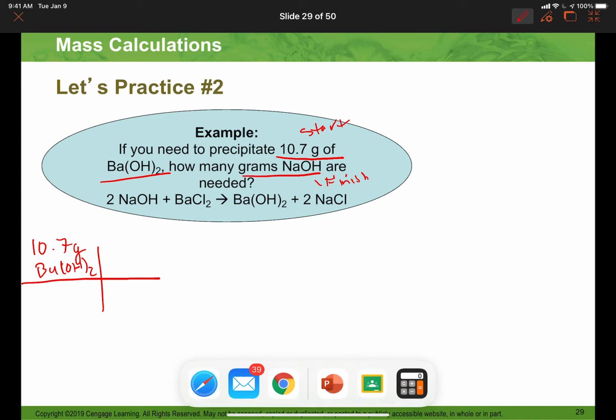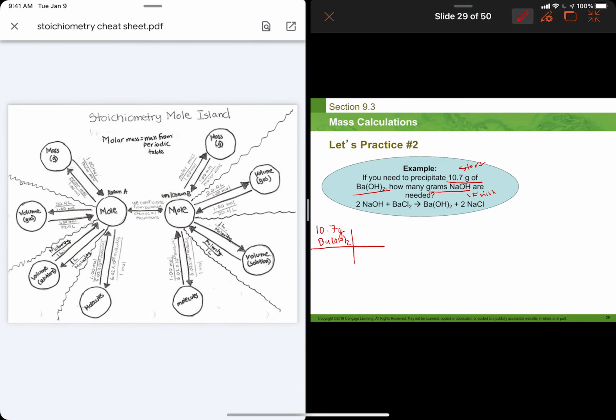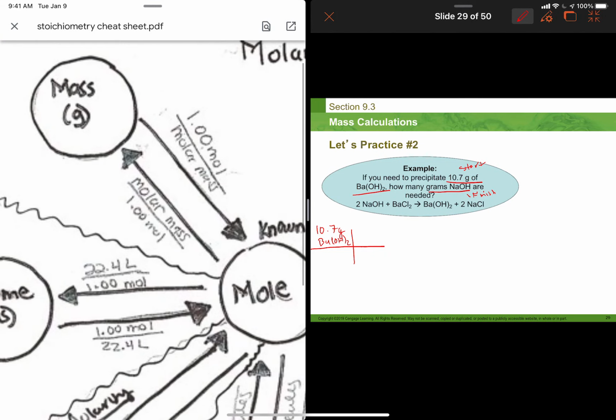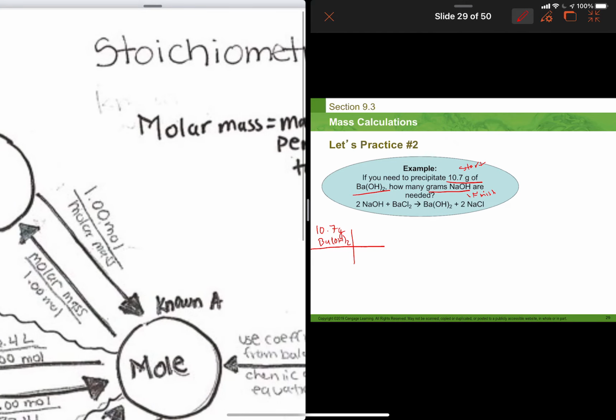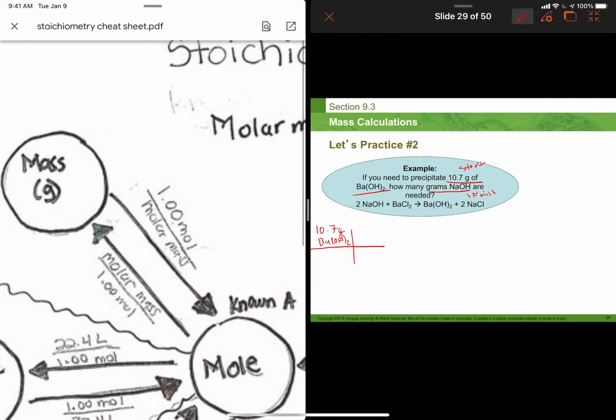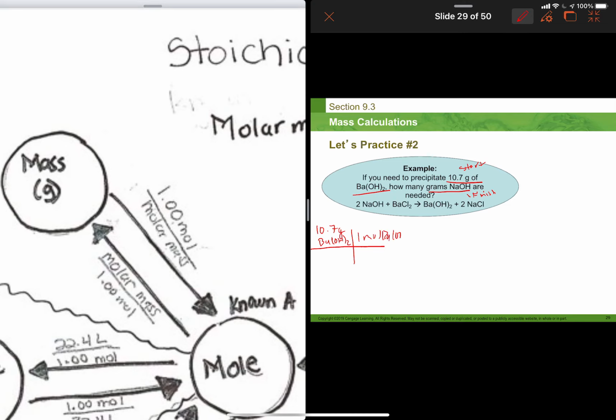So, cheat sheet says I am starting in mass. Where I finish is mass again. So that means I'm going from mass to mole, mole to mole, mole to mass. Again, mass to mole, mole to mole, mole to mass. So first mass to mole. So that means that I need the 1 mole of BaOH2 over the molar mass of BaOH2. Okay, so you need to find the molar mass of BaOH2.